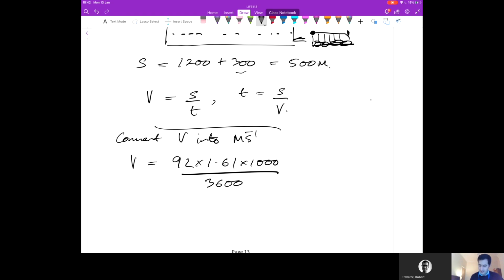I get an answer of 41. And this is where your extra marks come for your significant figures. How many significant figures are here? Well, the best you can do here is 2. So that's 41 meters per second to 2 sig figs.